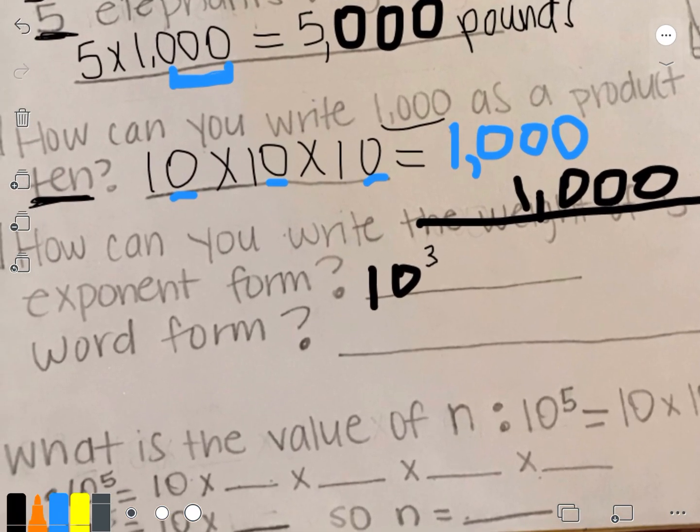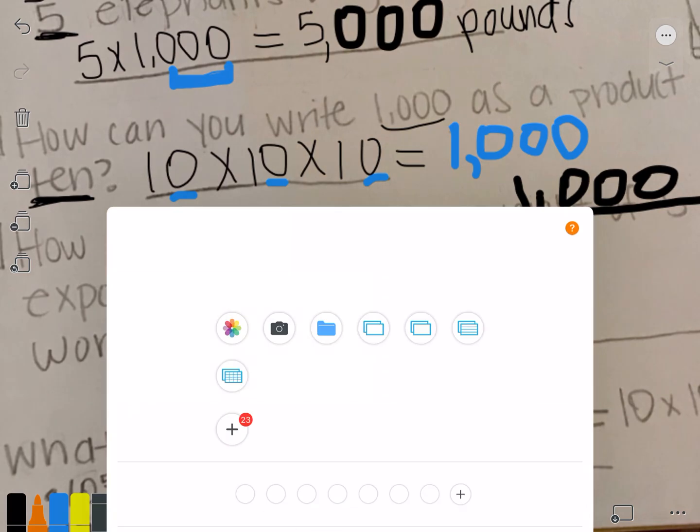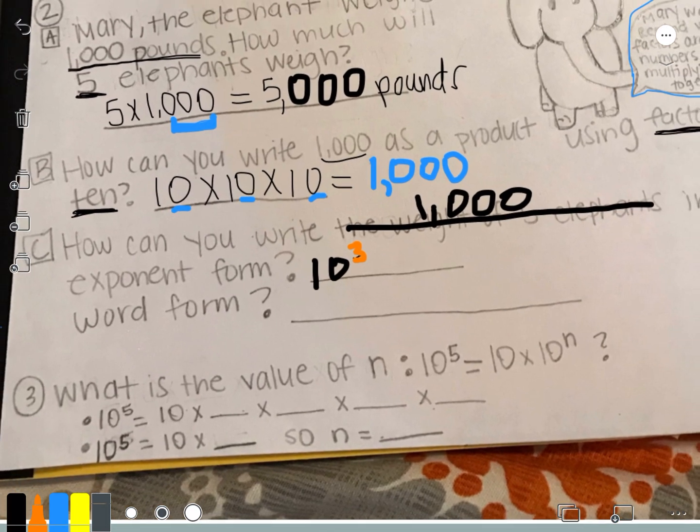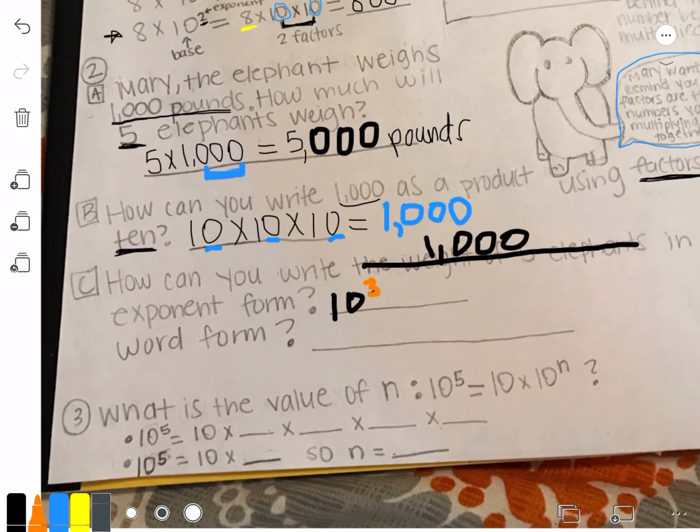And let's see if I can write that a little bit better. Sorry about that. I am struggling to write, guys. Sorry. 3. There we go. So the exponent form is 10 to the power of 3. That's how you write 1,000 as an exponent, or with a base and an exponent. 3 zeros, the exponent is 3.